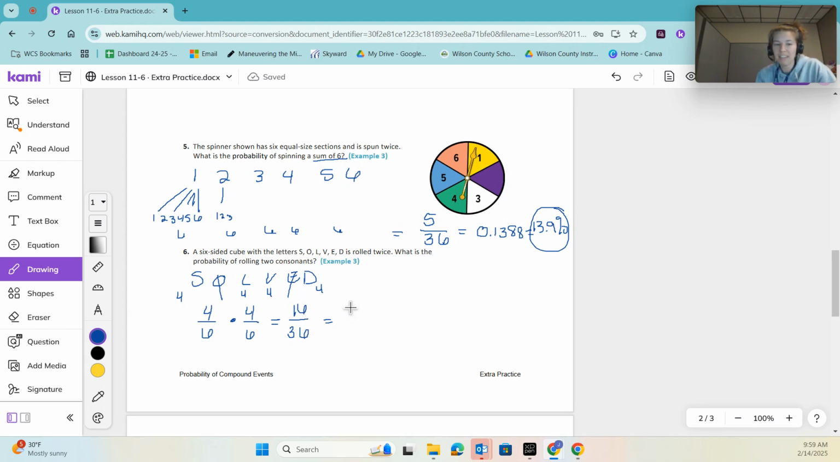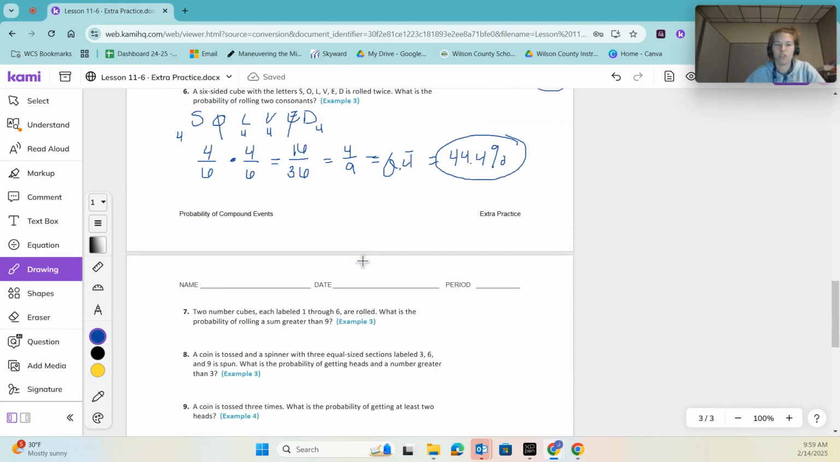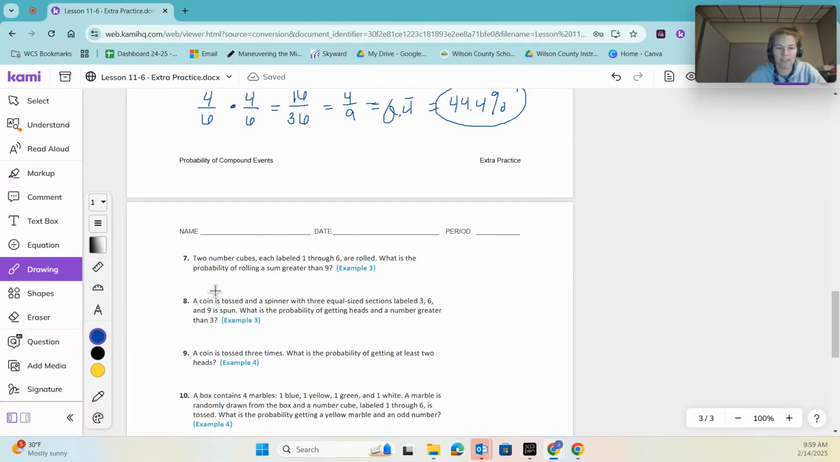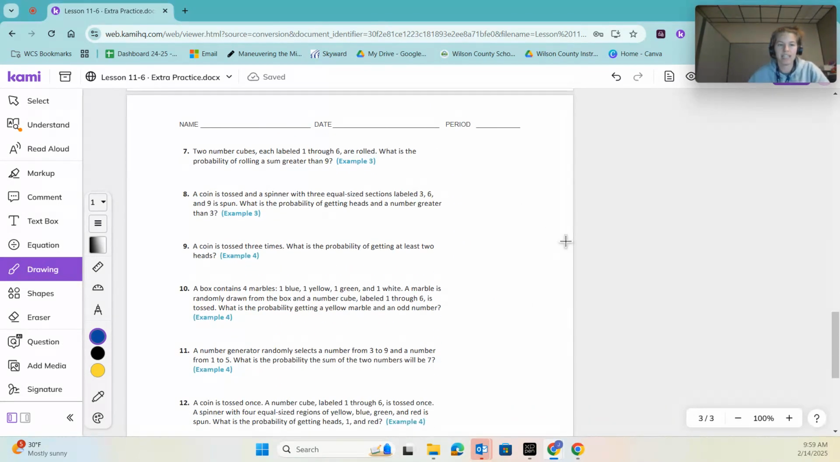Okay. And then this simplifies to 4/9. Okay. And 4 divided by 9 is 0.4 repeating, or 44.4%. Okay, so 44.4%. All right, so you can try that on number 7 and 8. And then let's take a look at number 9.